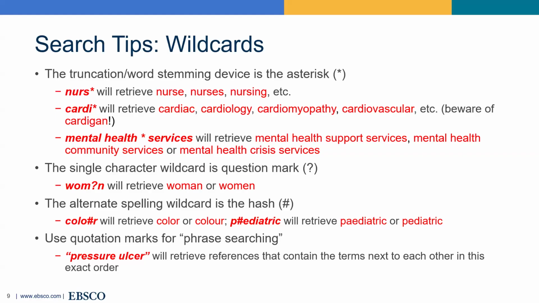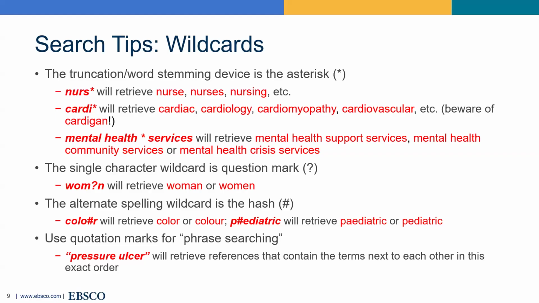The question mark is the single character wildcard, and this works like an asterisk, except it takes the place only of a single character. So if I wanted to search for woman or women, I could enter both of those search terms, or I could enter WOM question mark N. Again, from the system's point of view, it is looking for words made up of the letters WOM, any other letter, and N.